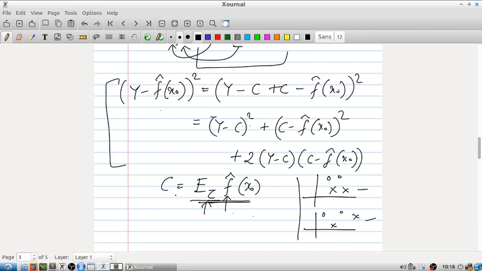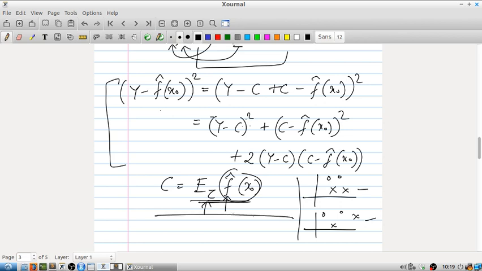Now, I'm saying, let's pick C to be something, and you're beginning to describe it. It's the average of the predictions made by f hat. f hat is a function of my training data. Training data is random, so f hat being a function of training data is also random, and therefore I'm going to take an expectation of this random variable, whatever is the distribution governing the random variable.